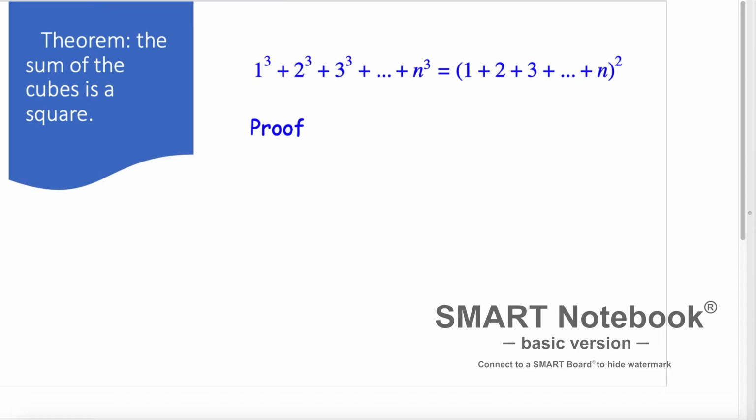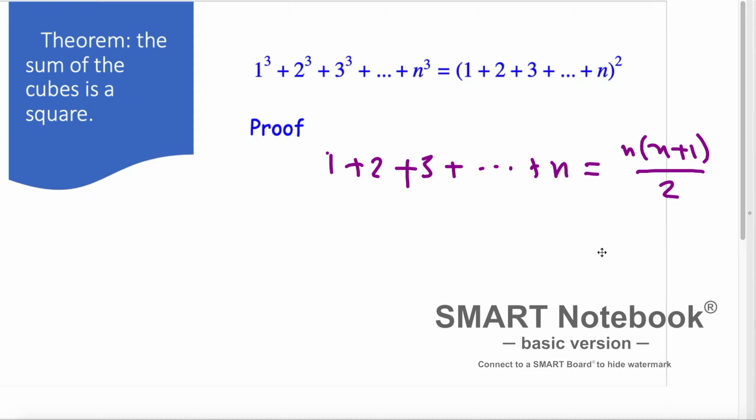And the right side, if we take it, is 1 plus 2 plus 3 plus ... plus n. We already know this is equal to n times (n plus 1) divided by 2. But now, the right side is (1 plus 2 plus 3 plus ... plus n) squared, and if we square this equation, both sides still hold. If we square both sides.